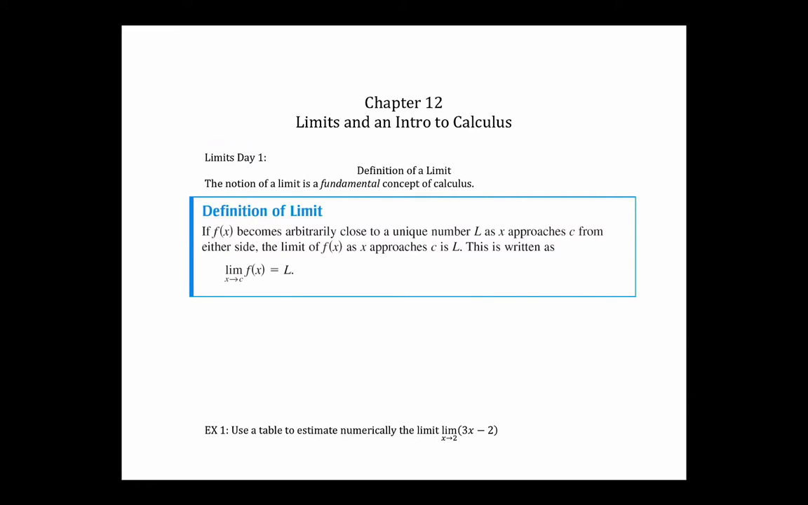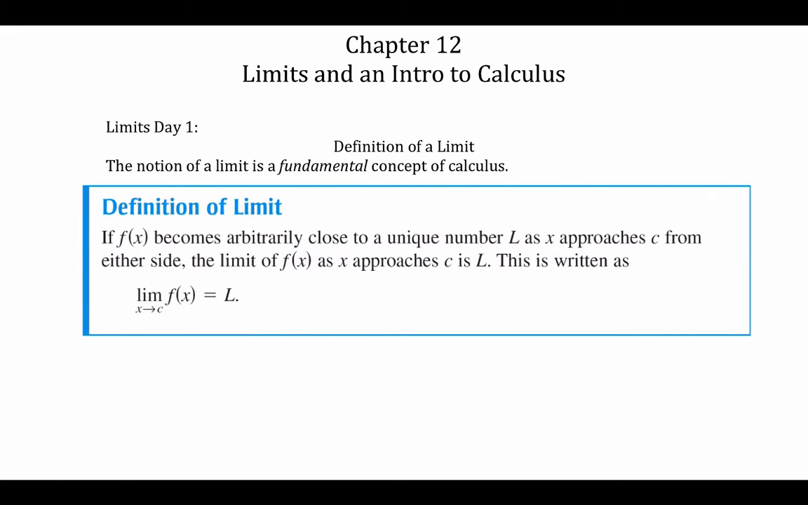For Unit 12, we're going to be talking about limits and kind of an introduction to calculus. So the notion of a limit is a fundamental concept of calculus, so let's start with the definition. If f of x becomes arbitrarily close to a unique number L as x approaches c from either side, the limit of f of x as x approaches c is L.